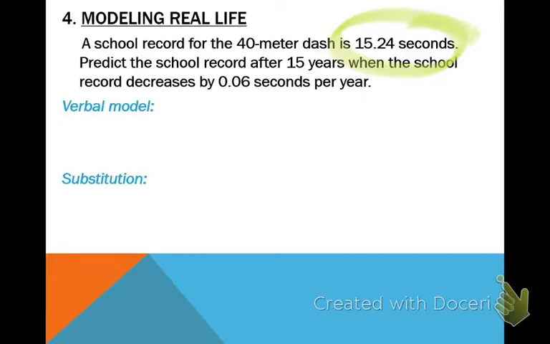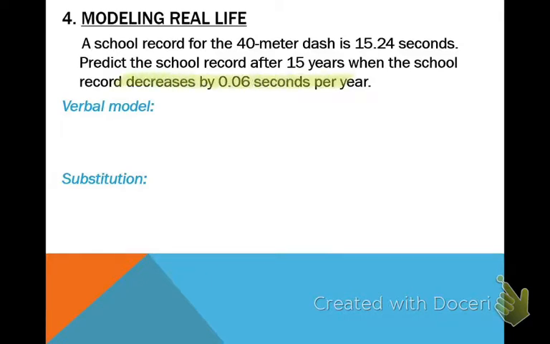But here's what it says. We are trying to predict or guess, okay? We're trying to guess in a smart way what the record is going to be in 15 years. So let's imagine that Sequest has a kid, and his kid comes to Trinity in 15 years. And that kid is really fast. And here's what this problem tells us. The school record decreases by 0.06 seconds per year.